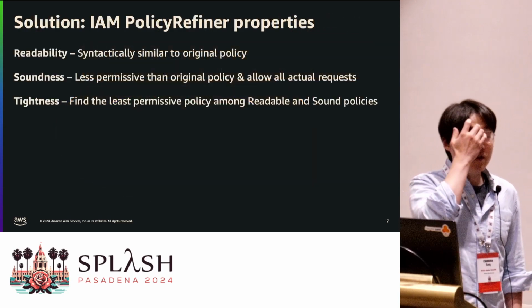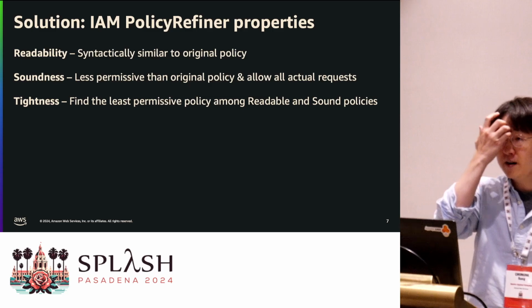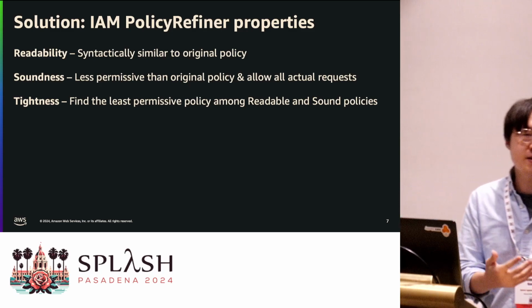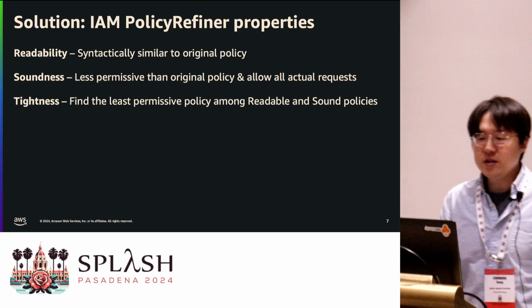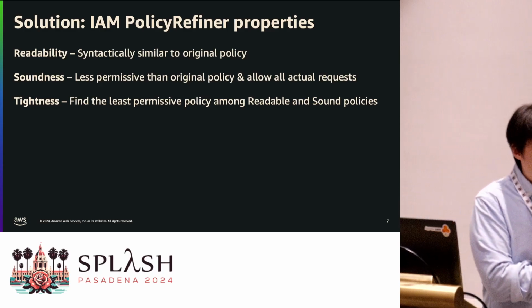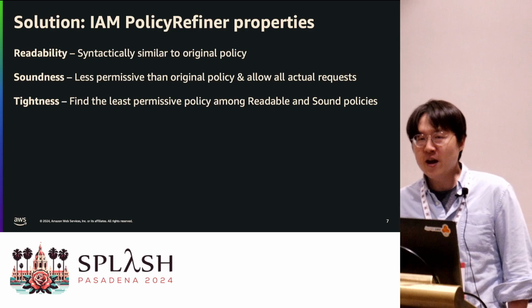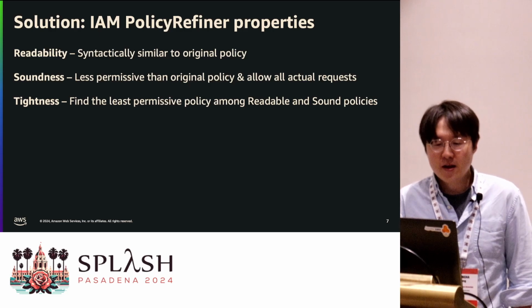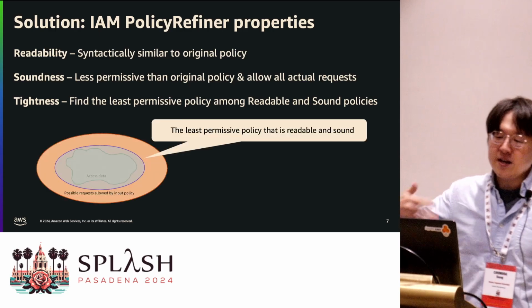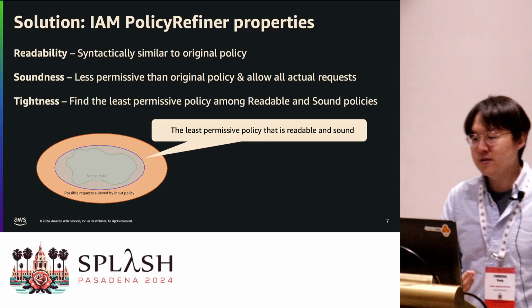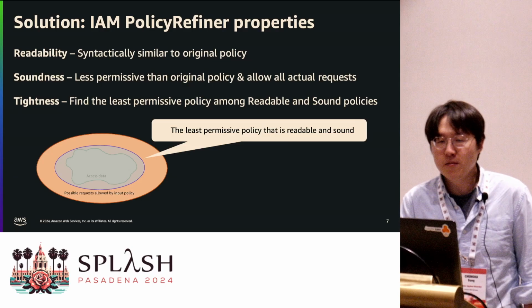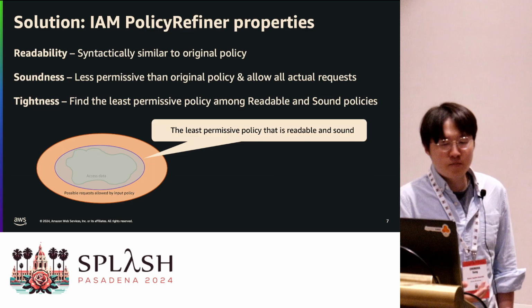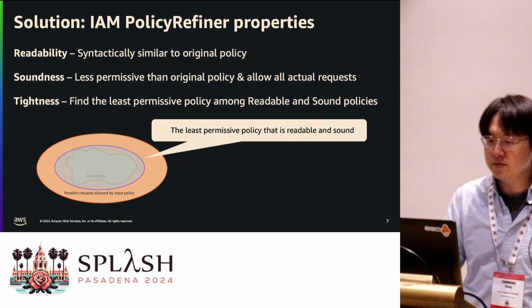For that, we defined 3 properties that should be satisfied by a refined policy. They are readability, soundness, and tightness. In this talk, I'll use a very simple example without any formal notation to describe these, but we actually define them formally in our paper, so please check out our paper if you're interested. In our setting, this right level of refinement is the least permissive policy that is readable and sound. So let's explore these properties with an IAM policy example.